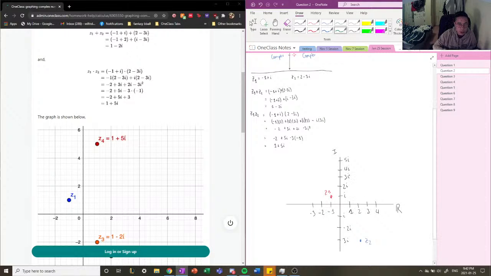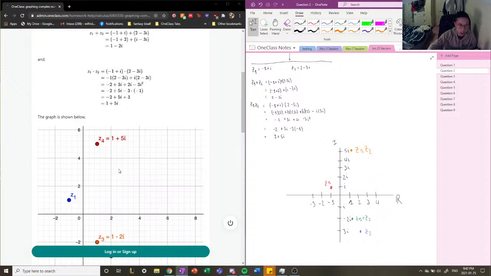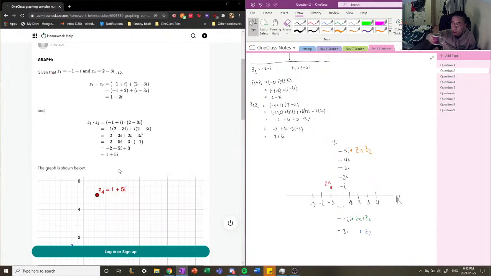z1 plus z2 is 1 on the real number line and -2i down on the imaginary line, so it's over here. And finally, let's pick another color. z1 times z2 is 1 on the real number line and 5i on the imaginary line, so it's over here. So that is how we graph it, and that's how we calculate the addition or the product of complex numbers.